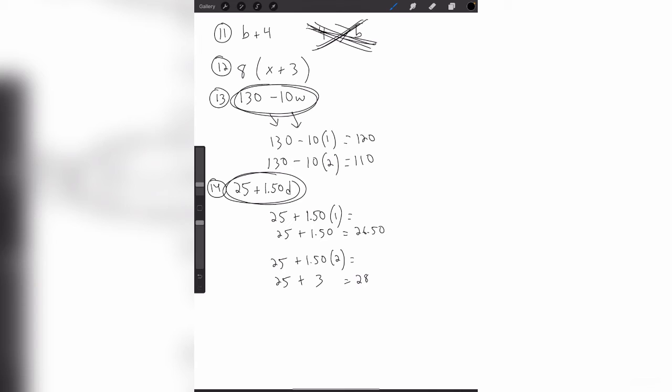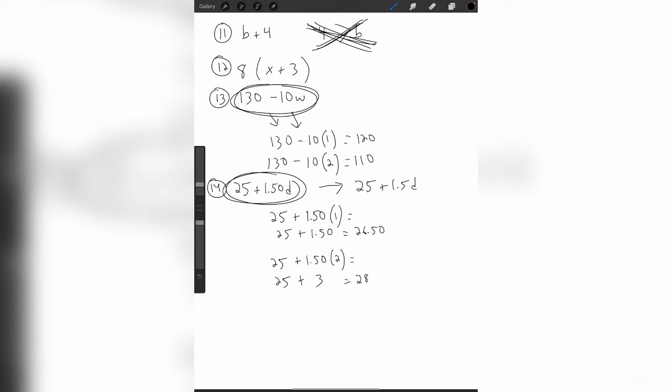So what you did was you wrote an algebraic expression that models each situation. And remember, in this case, we're representing numbers with variables, so like 10w and then 1.5d. You could have also written this like this, and it would be acceptable if you wrote 25 plus 1.5d. That's the same thing. The 0 on the end really doesn't matter, but yeah.